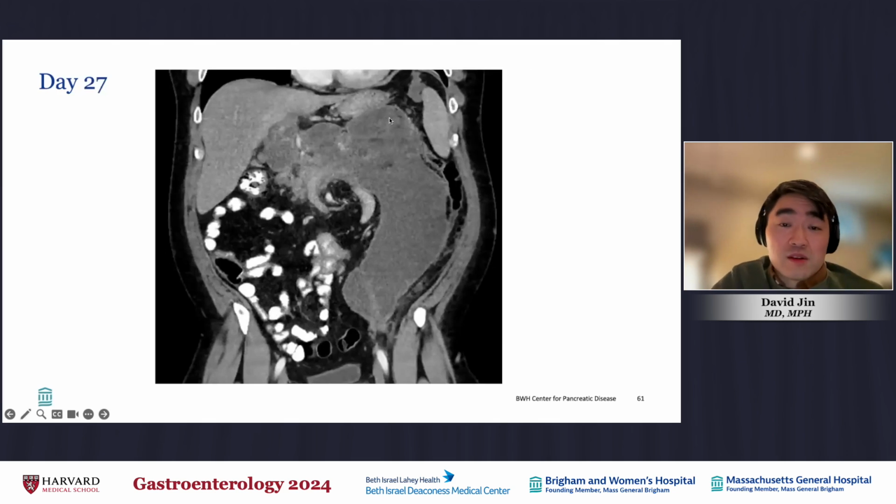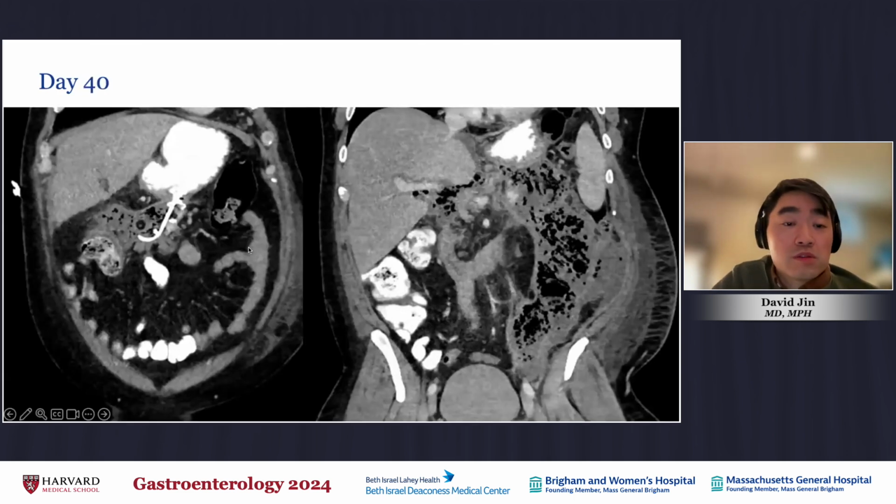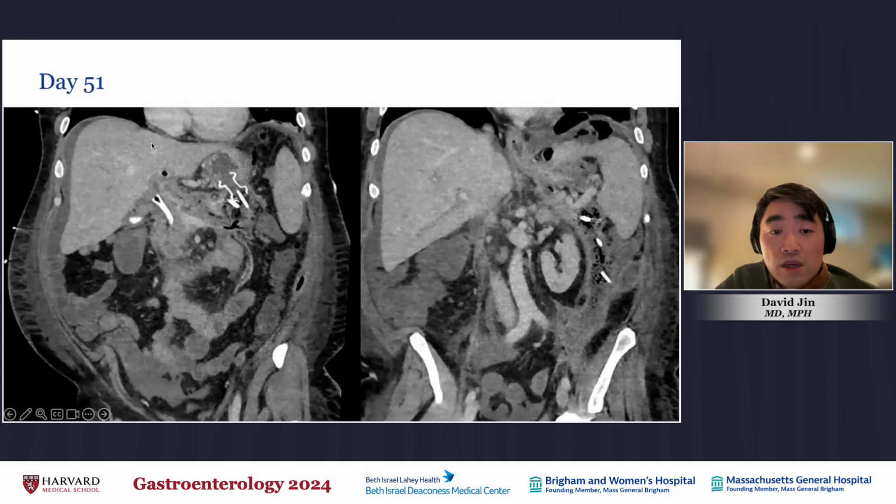About 4 weeks in, you'll notice that this acute necrotic collection is organized into a walled-off necrotic cavity. At that point, it was amenable to drainage. This patient underwent first endoscopic drainage, followed by debridement. On the left here, you'll see a lumen-apposing stent as well as a plastic stent going into this necrotic cavity. You'll notice a bunch of gas within the collection, indicating infected pancreatic necrosis. And this is 51 days, multiple endoscopic debridements, as well as multiple percutaneous drains, finally showing some improvement in the walled-off necrotic collection.